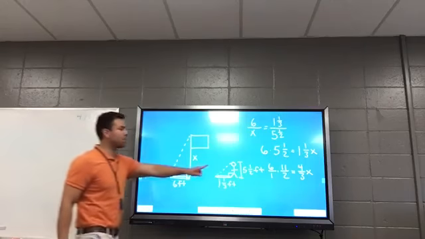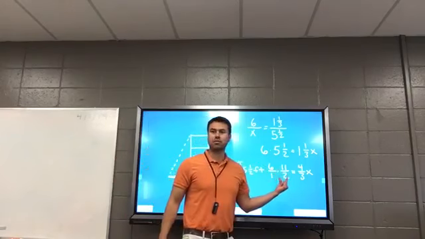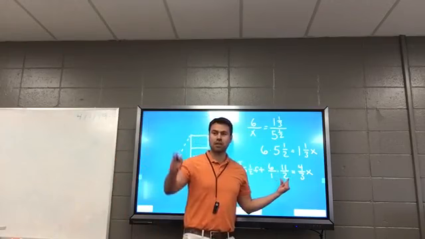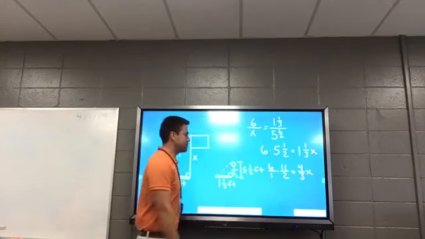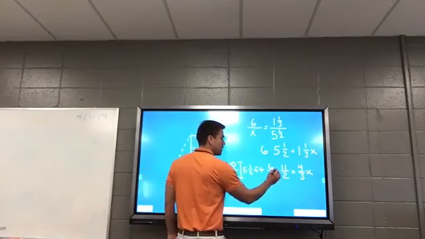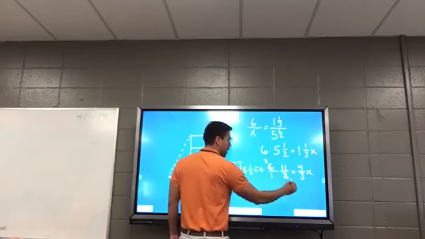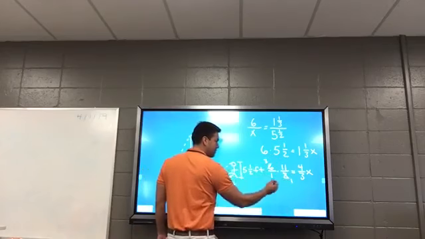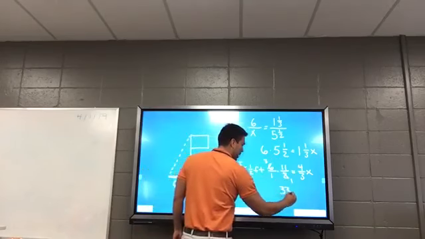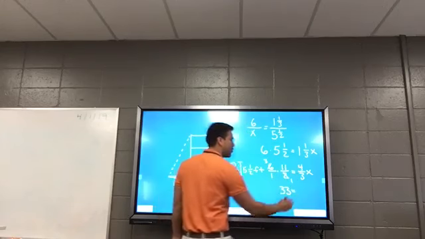Before I multiply 6 by 11 halves, what can I do to make those fractions a little bit easier to deal with? Natalie, what do you think? We can reduce the 6 and 2. Yep, so it becomes 3 over 1. And what do I get here, everyone? 33 equals 4/3 x.